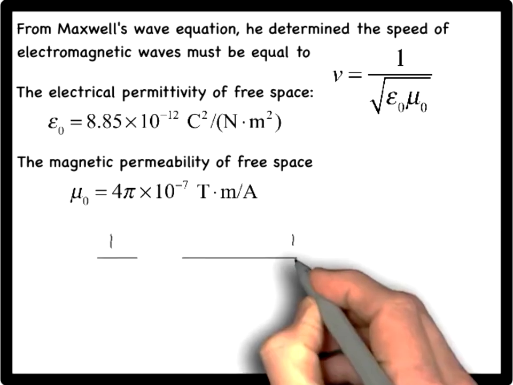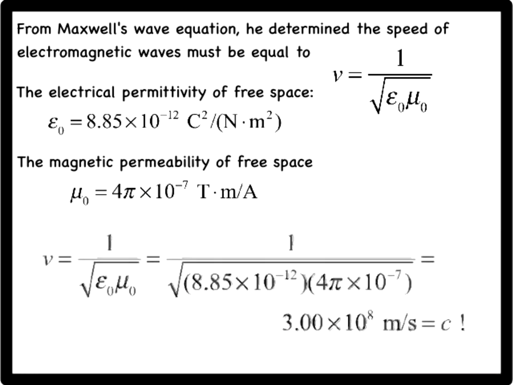Substituting the values for epsilon naught and mu naught into the expression above shows that the speed of light c is equal to 3.00 × 10^8 meters per second. The experimental and theoretical values for c agree. Maxwell's success in predicting c provided a basis for inferring that light behaves as a wave consisting of oscillating electric and magnetic fields.